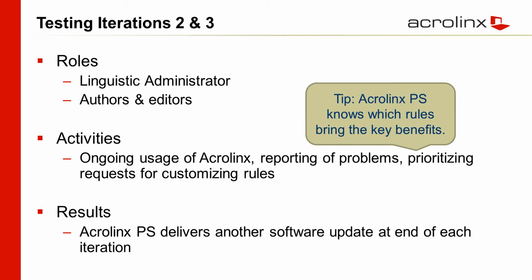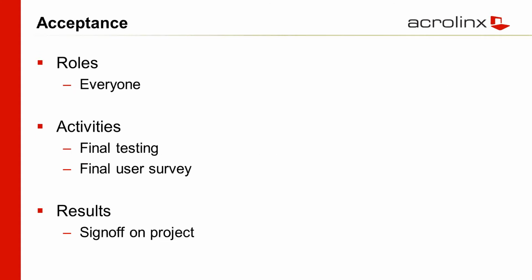And at the end of each iteration, there's another software update. That is a configuration update. Sometimes there's actual software updates, but typically it's an update to the configuration files. Now here's a tip that's really valuable. The Acrolinx team knows, based on doing a lot of these projects, which rules bring the most benefit. It's about the top 10 or 15 out of 100 or more that really bring the most benefit in terms of business benefits. So, they're not there to argue with you, but they are there to advise. And they can offer some great advice when it comes to which rules deliver the key benefits.